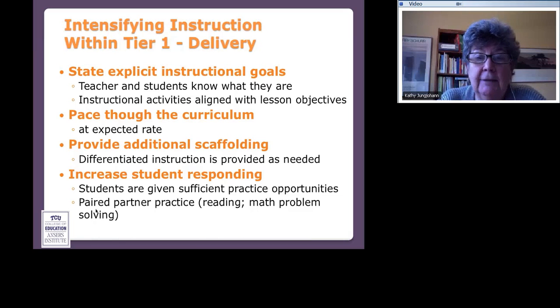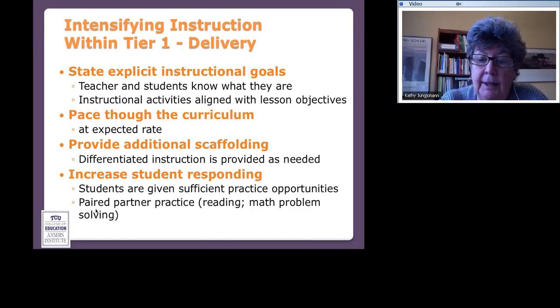We also can intensify Tier 1 by providing additional scaffolding. So one of the things we said was important with Tier 1 instruction was that it included differentiated instruction. And so we want to make sure that that differentiated instruction is provided as needed. Increase student responding, and this can be within differentiated instruction, but just in general, are students given enough practice opportunities to make progress in the curriculum? Are paired practice opportunities offered to students?